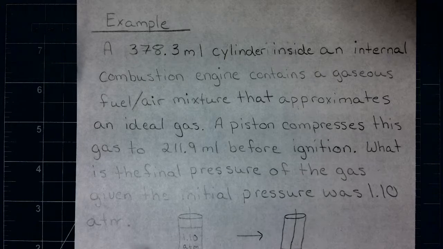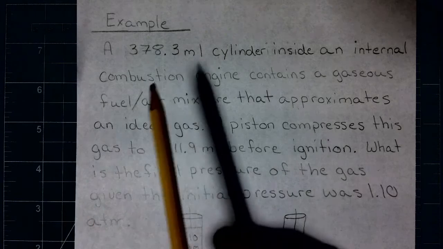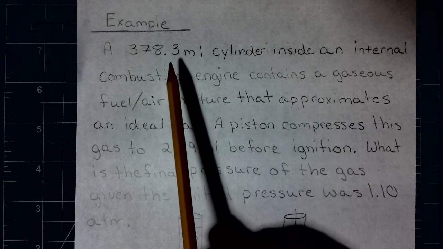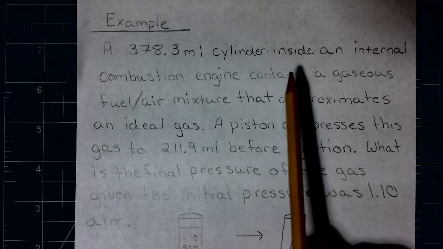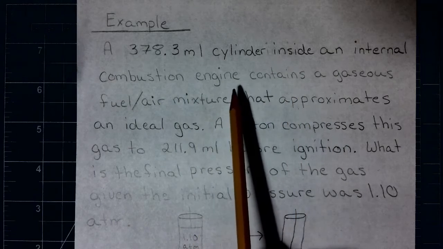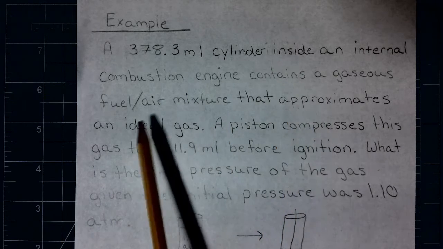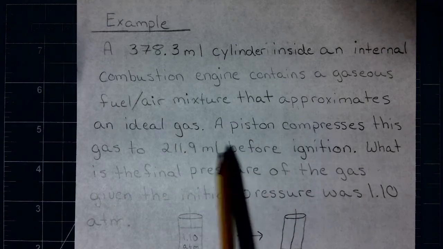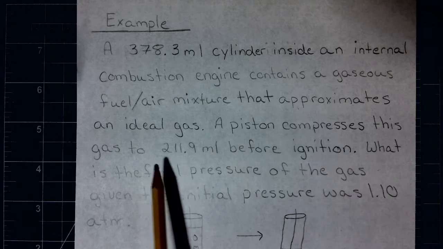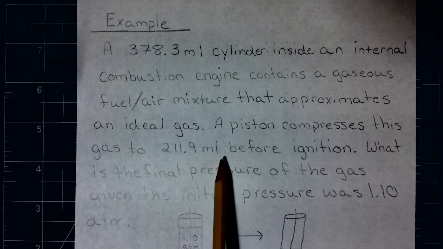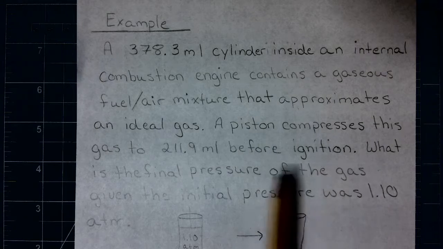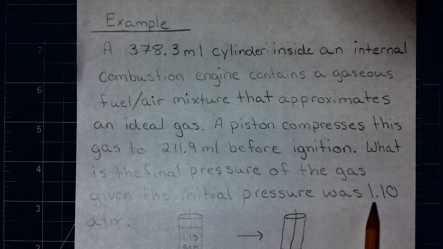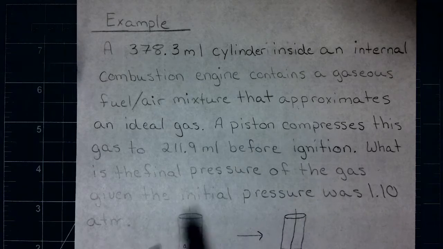Next, we'll take a look at a Boyle's law problem. In this example, we have a 378.3 milliliter cylinder inside an internal combustion engine. It contains a gaseous fuel-air mixture that approximates an ideal gas. A piston compresses this gas to 211.9 milliliters before ignition. What is the final pressure of the gas, given that the initial pressure was 1.10 atmospheres?